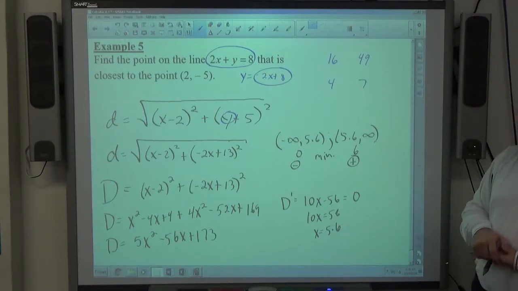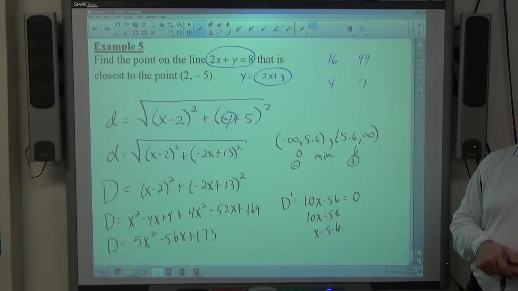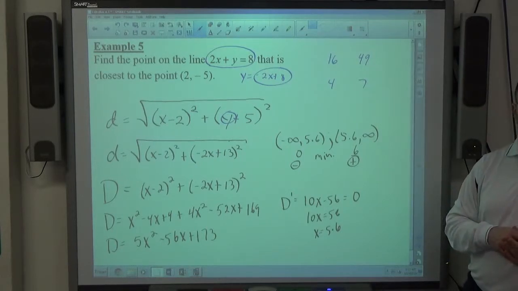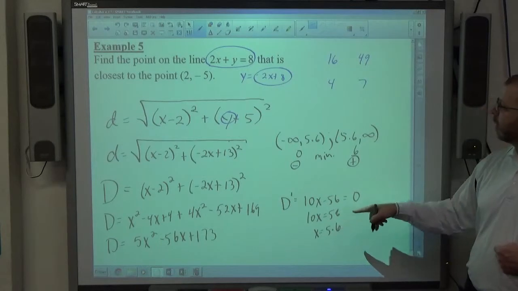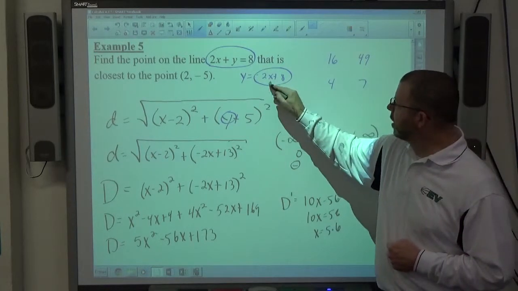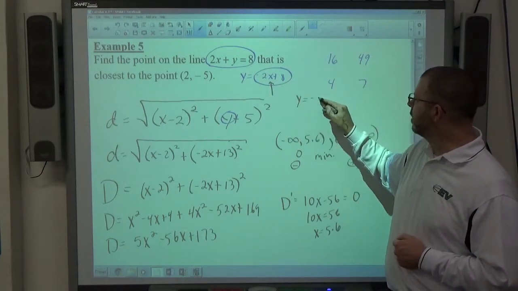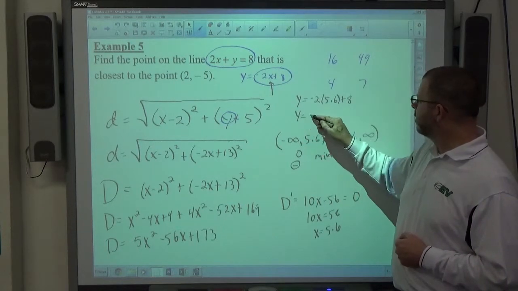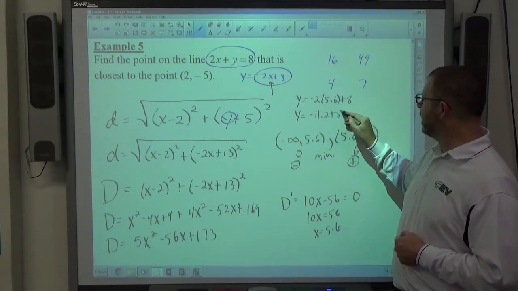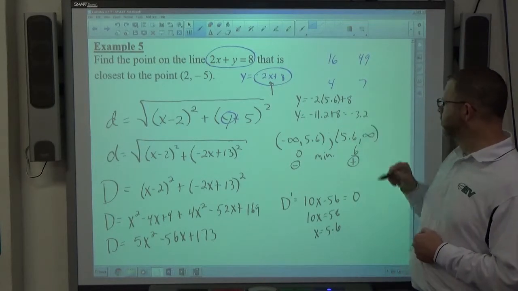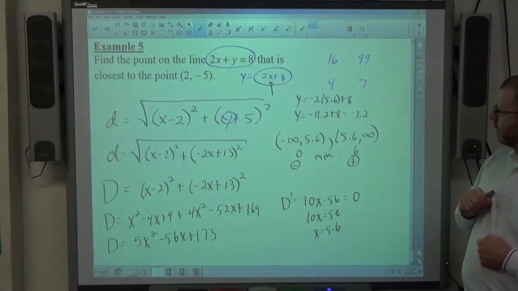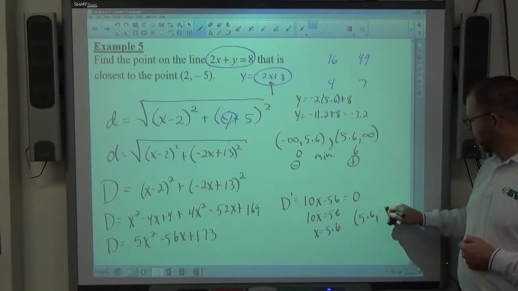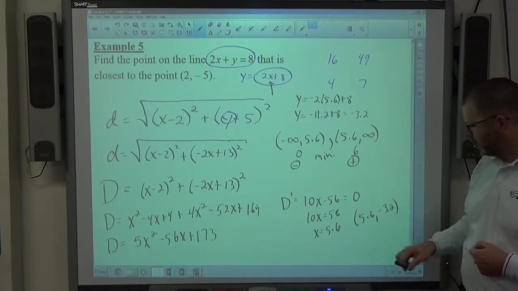Okay, it wants the point on the line. Find the point on the line. That means x, y coordinates, right? We figured out the x coordinate. For the y coordinate, I substitute x right there, so y = −2(5.6) + 8. That's −11.2 + 8, which makes −3.2. Right? So (5.6, −3.2) is the optimal point.